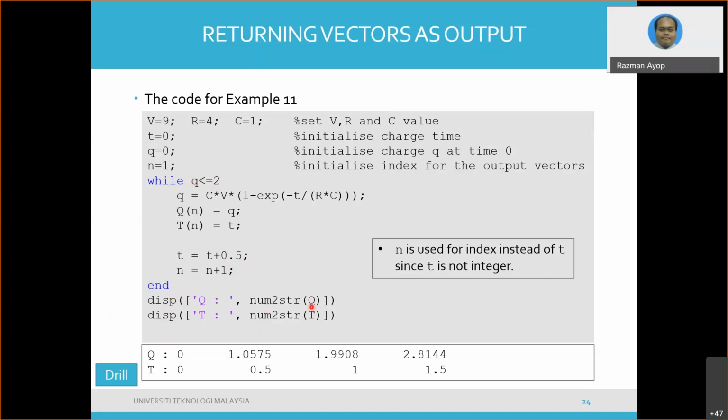And number to string, make sure you know this one. If you want to display text here, you have to convert from number to string. So the output will be like this. Why can we not use t? Because t is not an integer. When it comes to the location of the vector here, you need to have an integer, which means 1, 2, 3, 4, 5. You cannot have 0.1, 0.2. There is no location of 1.1, 0.1, 0.2, something like that. That's why you need to have 2 parameters.